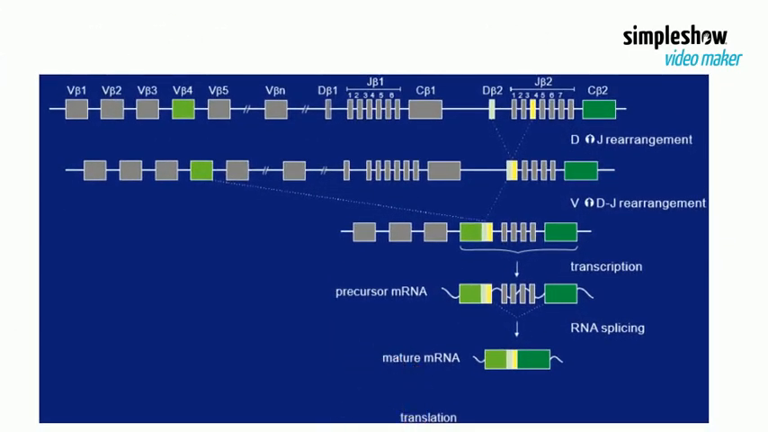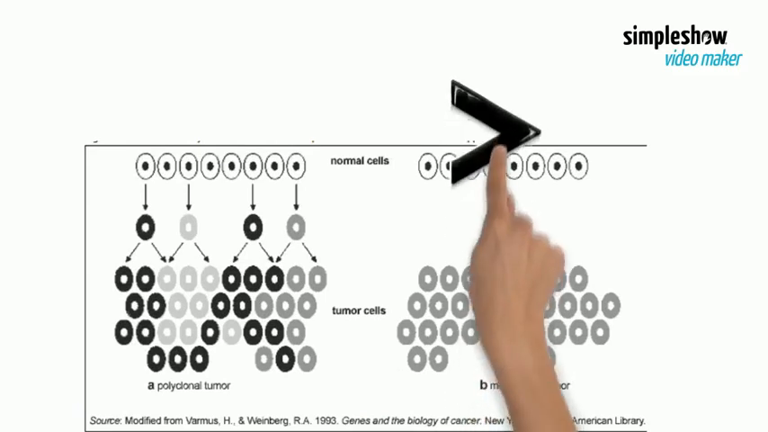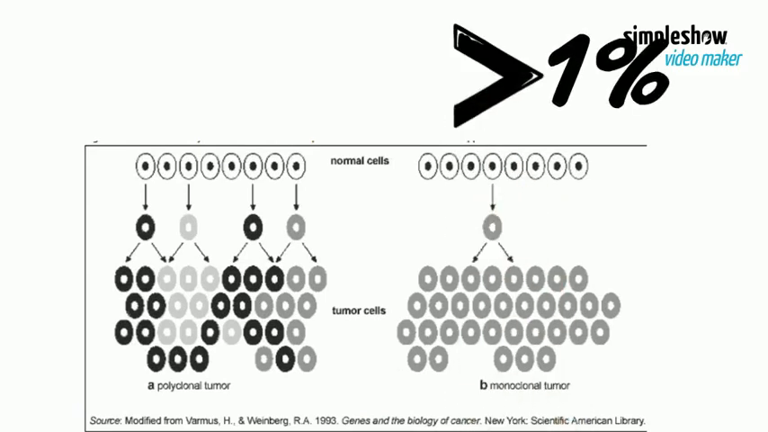To form a T or B-cell receptor, gene rearrangement must occur. In this gene rearrangement random cuts are made between the genes, making the final gene segments different from each other. This results in different receptors. Normally the lymphocytes are a polyclonal population. If more than 1% of the gene rearrangements are the same, you call it a monoclonal population.